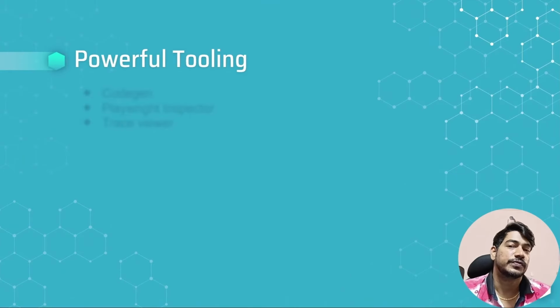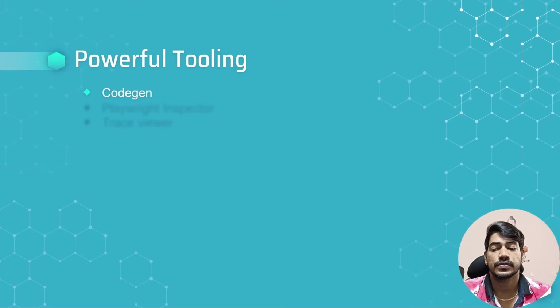And powerful tooling. We have a few great features like CodeGen, which basically will help us generate the Playwright code in any language, in any binding. So I can just record my test in JavaScript, TypeScript, we have Java bindings, we have Python and .NET as well. So this is really powerful, I will show you the demo.